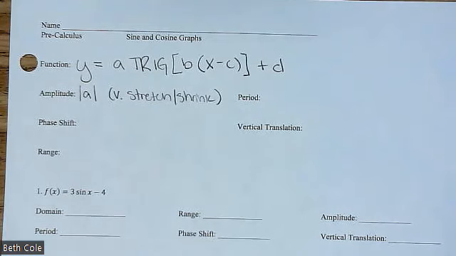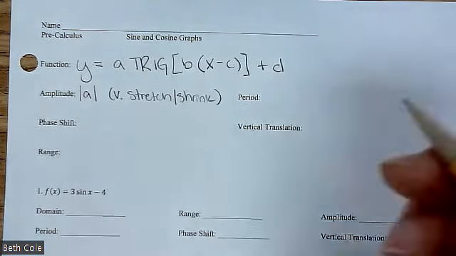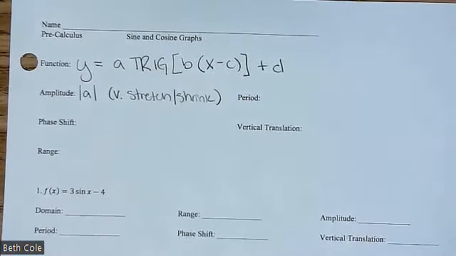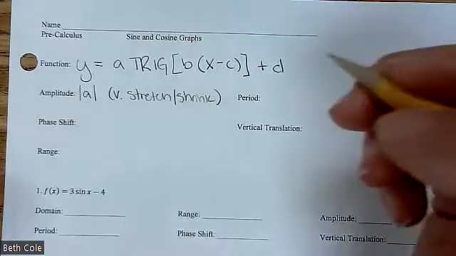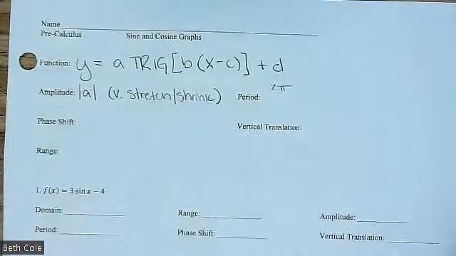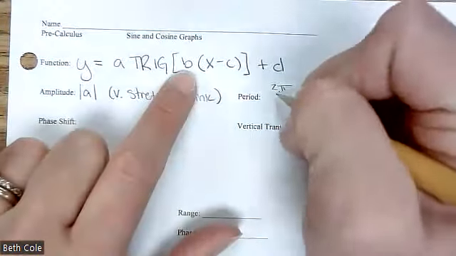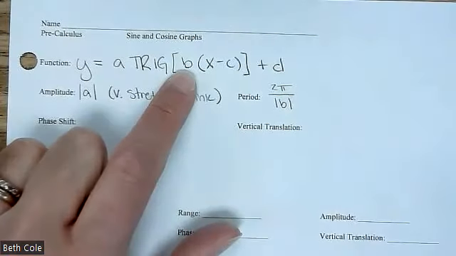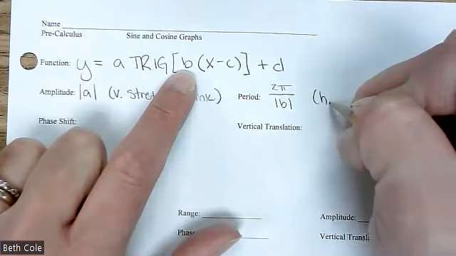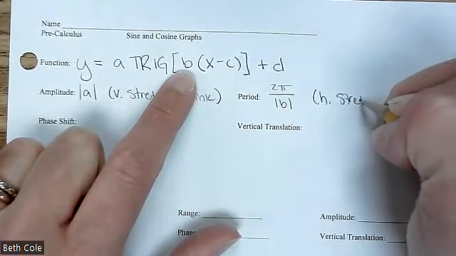The amplitude is how far away you get from the center, and a distance can't be negative. So we put an absolute value around it. It just can't be negative, but that's the vertical stretch or shrink. Period. What did we get for the period for both of these? 2 pi is what it typically is, because that's once around the unit circle. You're going to divide by the absolute value of b. That's the horizontal stretch or shrink.